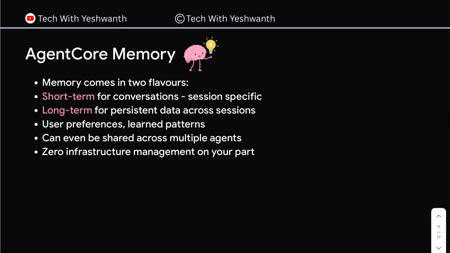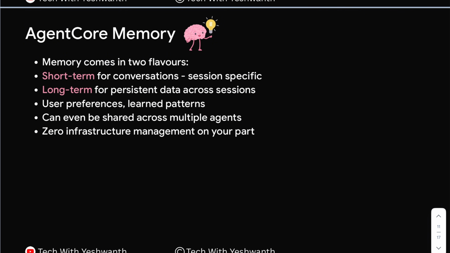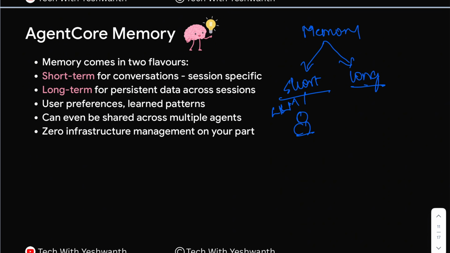Now, what if a user logs in after a week? You want the AI to remember them. So AgentCore comes in two flavors for now. And there is something called episodic memory. We will talk about that in the later part of the playlist. But for now, just remember that memory has two types. One is short term and the other one is long term. So when to use what? Short term memory is for keeping track of the current conversation, whatever interactions you're making with the LLM or the agent at the moment.